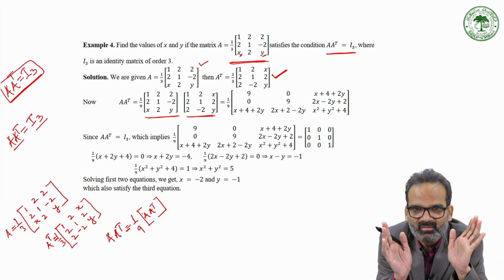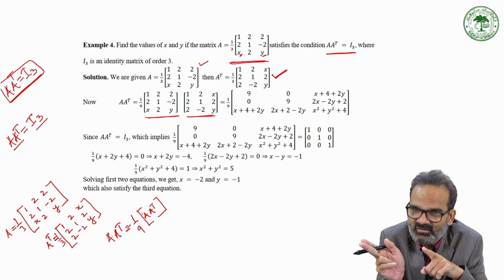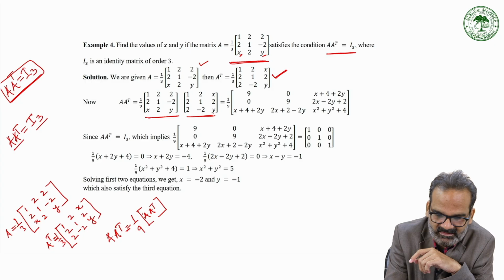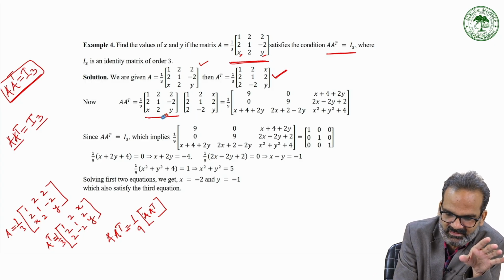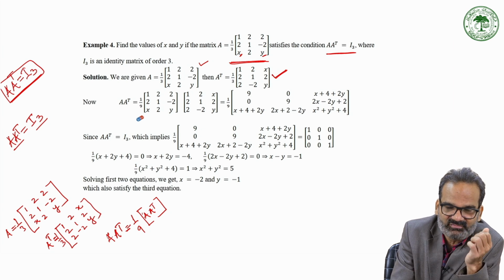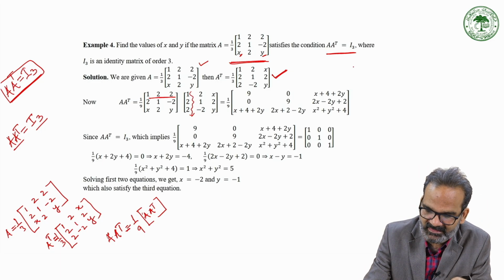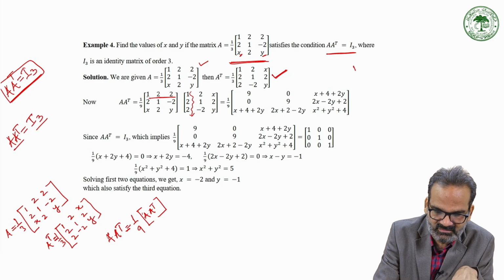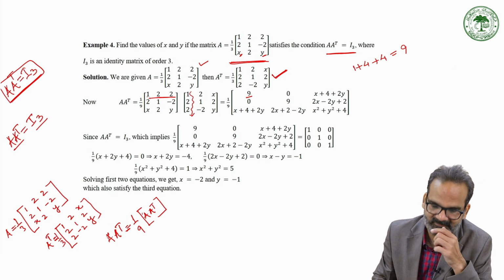This is 1 upon 9, this is A and this is AT. And you know how two matrices are multiplied. The rows of the first matrix should be multiplied with the columns of the second matrix. Be careful, right? Let me explain one term only and the rest you can do yourself. The first row of the first matrix is 1, 2, 2. This row should be multiplied with the first column. 1 into 1 is 1, 2 into 2 is 4, 2 into 2 is 4. So 1 plus 4 plus 4 is 9. So 9 is the first element, right?